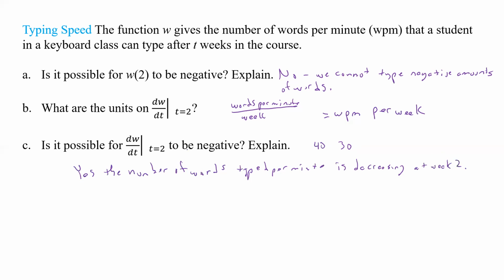Okay, so that's why, because all of a sudden you've gone down and you've slowed down, and so maybe here's week 1. This is going to let me draw week 1, and then all of a sudden you started going down because you hurt your finger or whatever. So you've started decreasing, and so that derivative at this point, if we do the instantaneous velocity of typing words per minute, that's going to be negative, and so we're going to have a negative slope. So yes, it's possible for that to be negative.